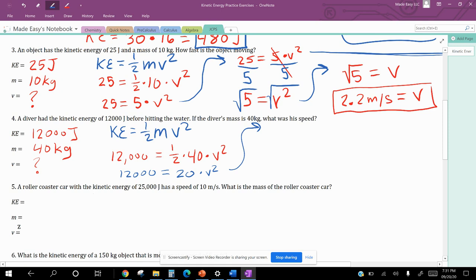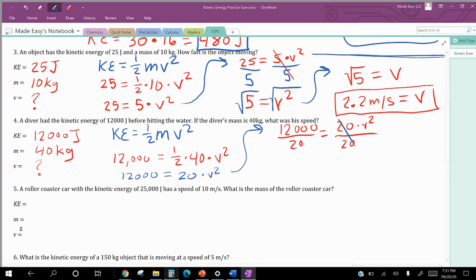And now, since it's 20 times v squared, we get rid of the 20 by doing the opposite. Instead of 20 times v squared, we do the opposite, which would be divide both sides by 20. Okay. And so on this side, we'll have 12,000 divided by 20. And on this side, it would be 20 times v squared divided by 20. Well, that's going to cancel out. Okay. And I think that's going to be 600 equals v squared.